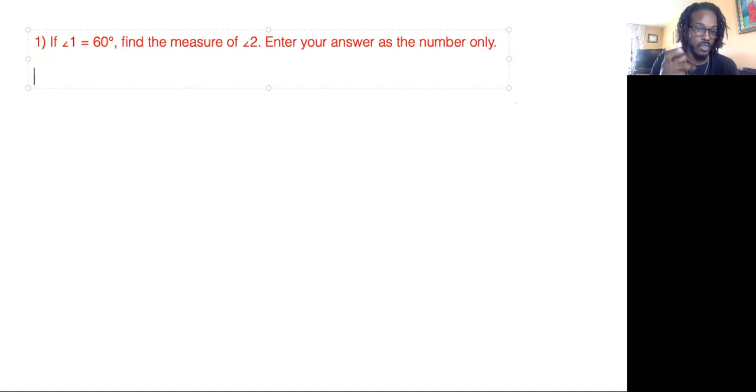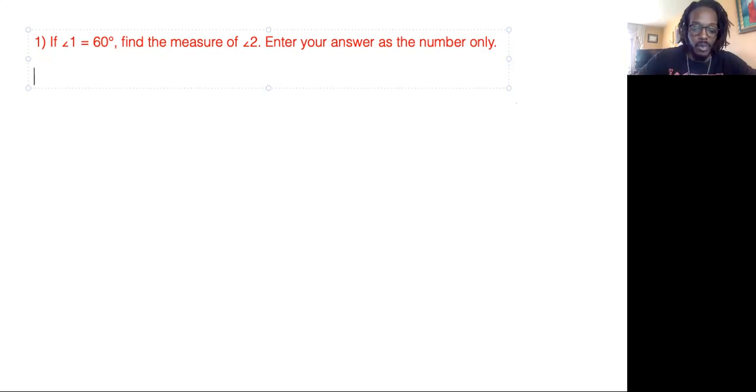And then you guys need to pause this video if you need to pause the video to catch up to these steps. I'm going to erase this in about 5, 4, 3, 2, boom, it's gone. And now I'm going to bring in the last question, which is question number three. If angle two is equal to 65 degrees, find the measure of angle one. And we're going to enter our answer as a number only.